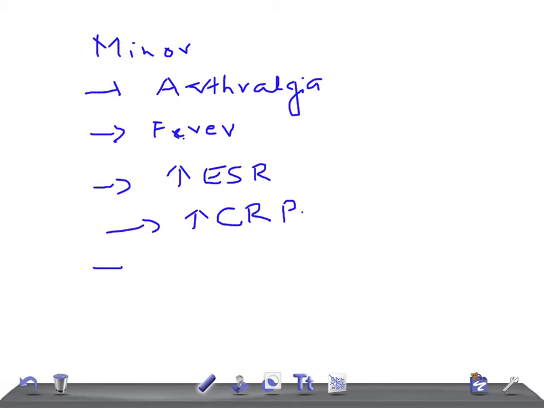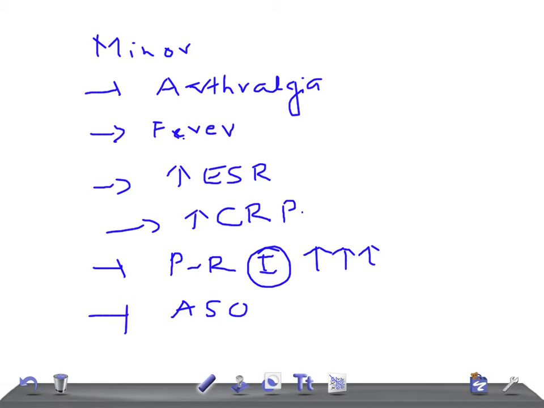And the important EKG finding, that's a prolonged PR interval. And if the lab diagnosis of ASO titer, very important, ASO titers. So the minor criteria are: arthralgia, fever, raised ESR, raised C-reactive protein, prolonged PR interval on EKG, and ASO titers.